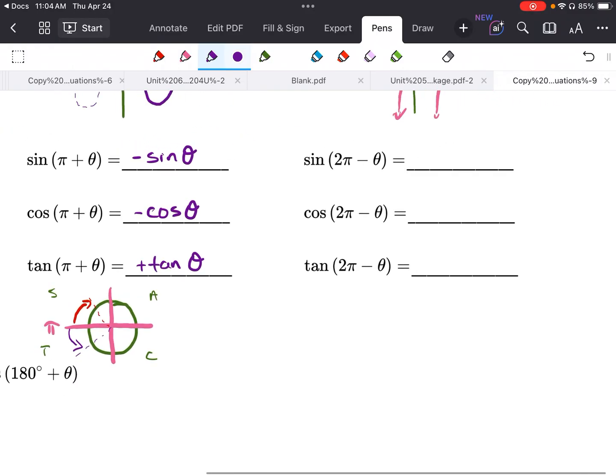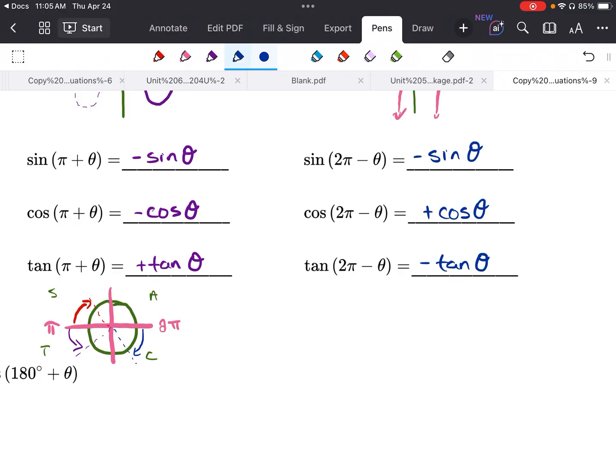And then the last one, let's go blue, 2 pi. We know that 2 pi is the same as 0, and we're taking away an acute angle, so it's going this way. That means it's in quadrant 4, so the only one that should be positive is cos. So that means tan is negative and sine is negative.